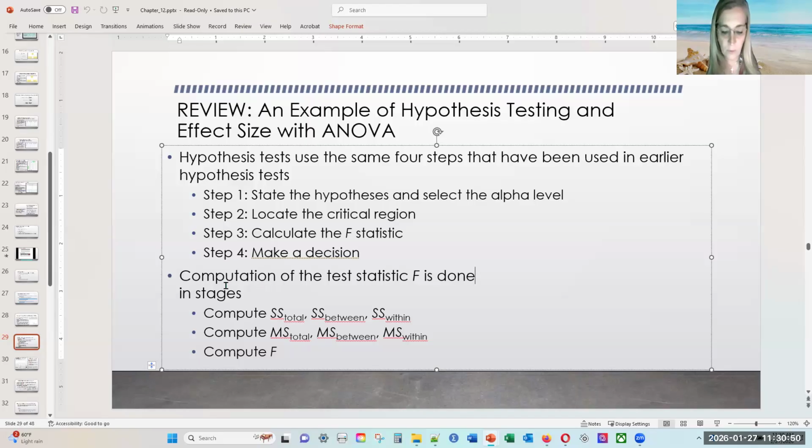And then you compute the test statistic in the different stages, right? We find the sums of squares. We figure out what the degrees of freedom are, so we can then calculate mean squares and then compute the F statistic.